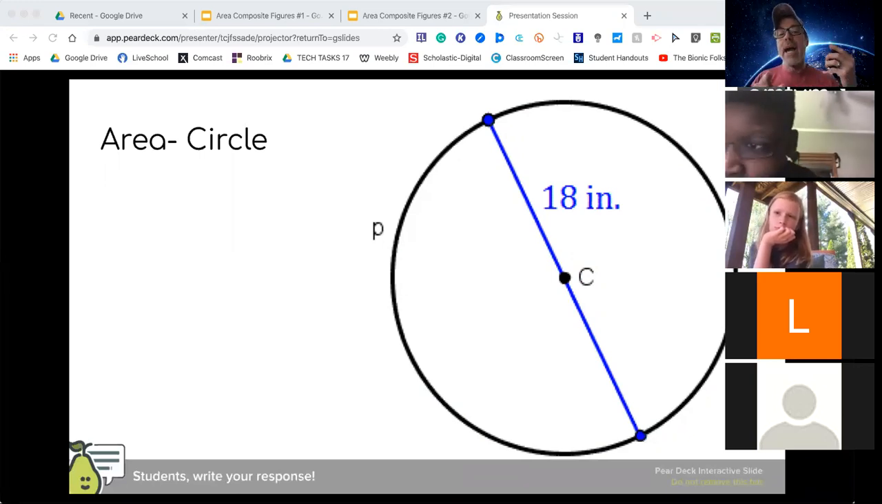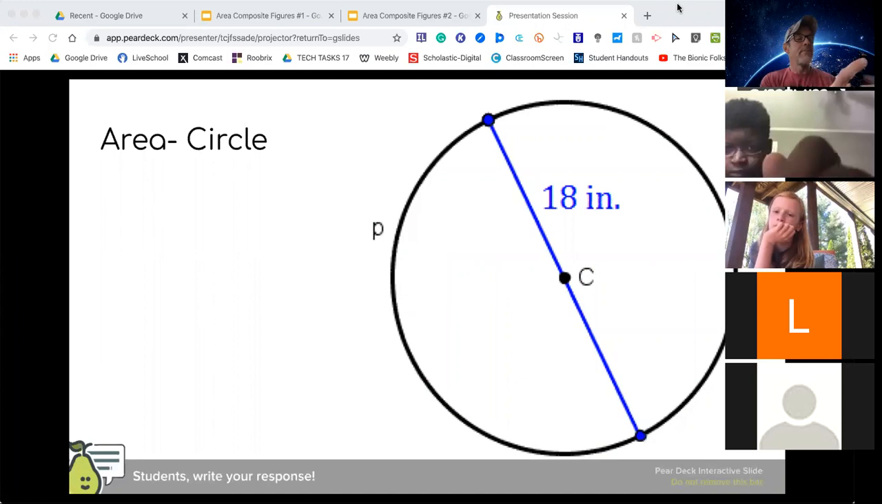Now, if I were to want to know the circumference around the circle, I would just multiply 3.14 times 18, right? Yes. Okay. So I'm moving to the next one.